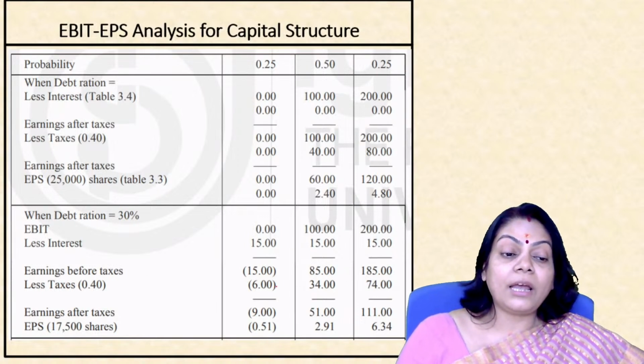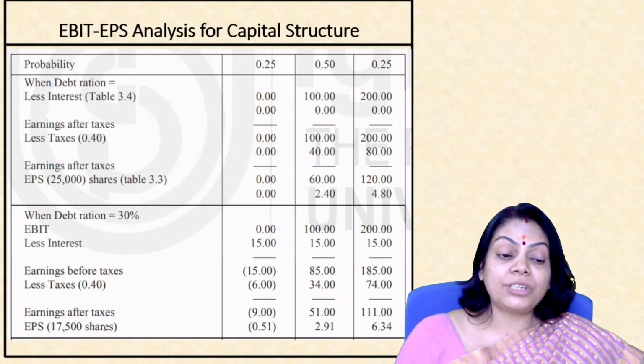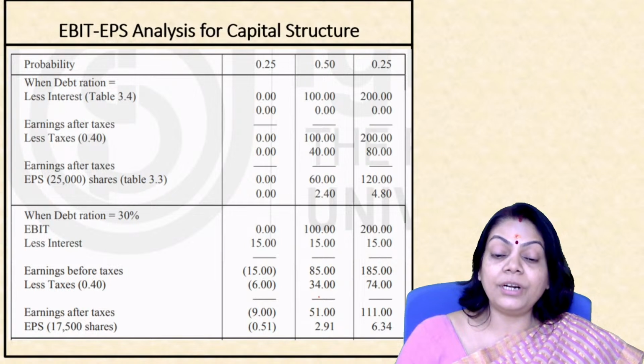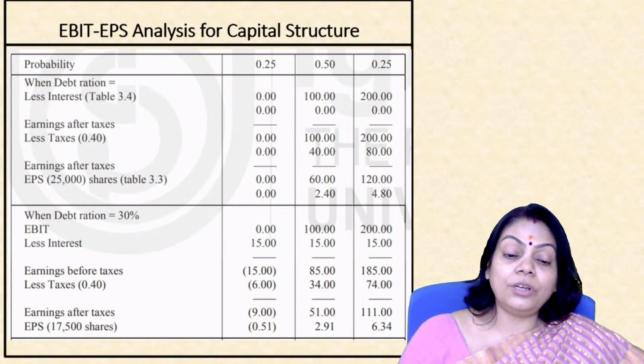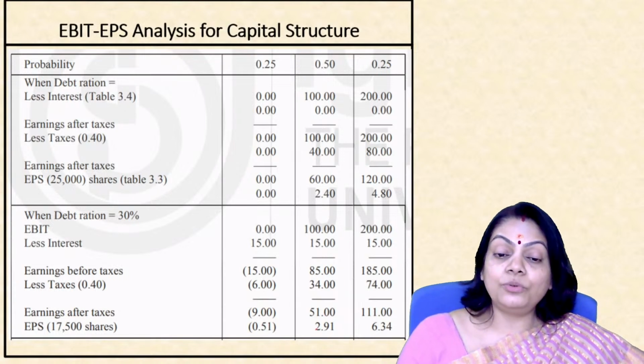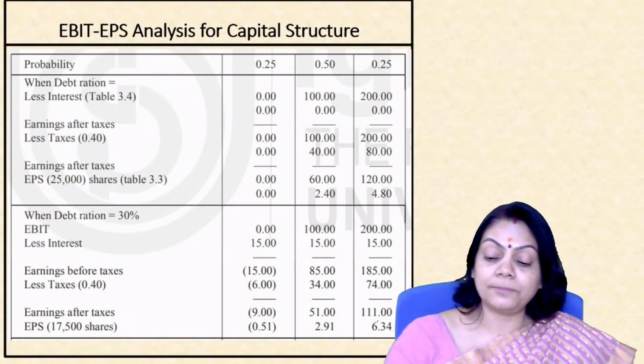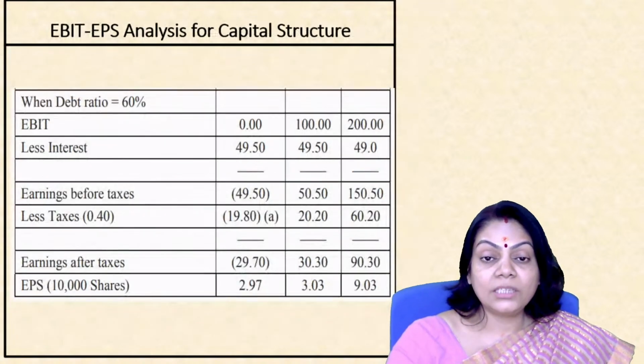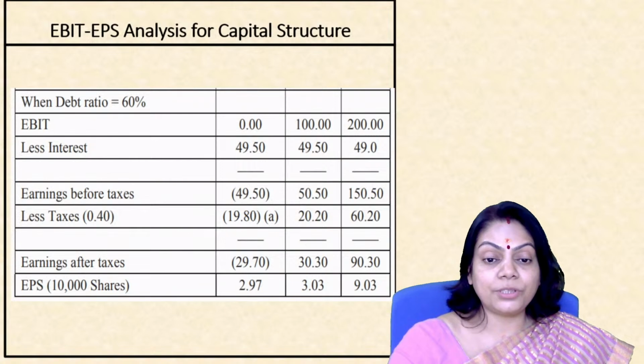Now divided by the shares. For 30% debt, my shares were 17,500. Now I divide these figures by 17,500, so I get the EPS. Here the EPS is a negative 51 paise. Here it is 2 rupees 91 paise, and here it is 6 rupees 34 paise. Similarly, I have done it for the 60% rate.